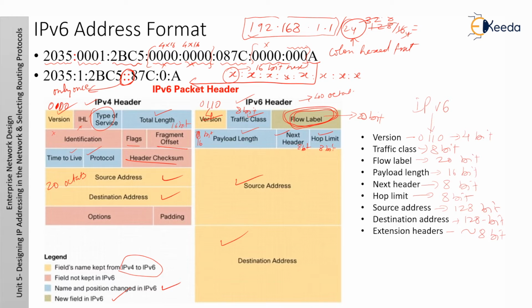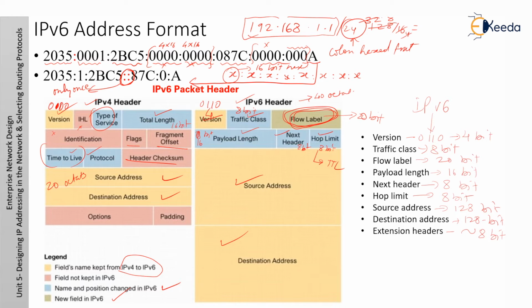Now come to hop limit. This is an 8-bit field, which specifies the maximum number of hops that an IP version 6 packet can traverse, similar to the time to live, TTL, field. That is very similar to the TTL field. Here it is given as the TTL field. So hop limit and TTL are similar fields.